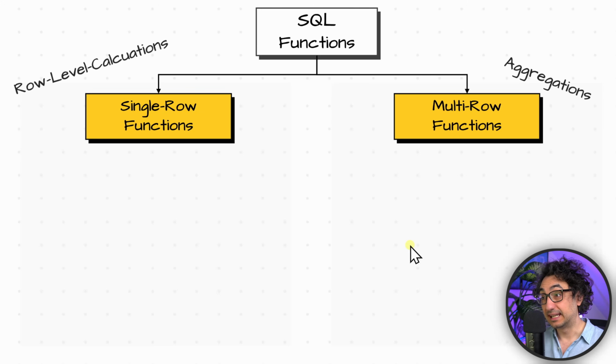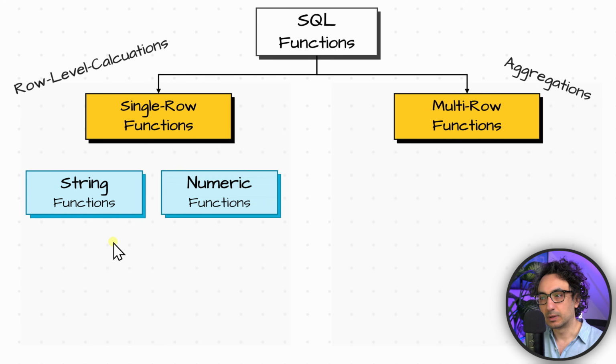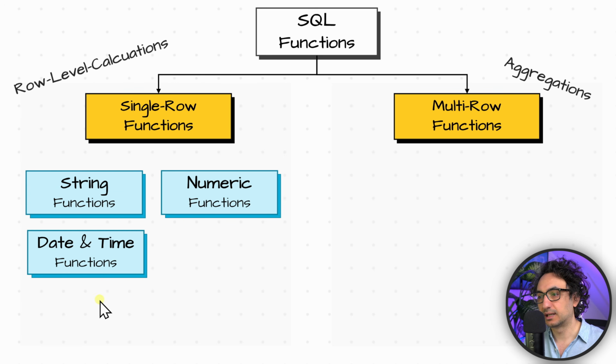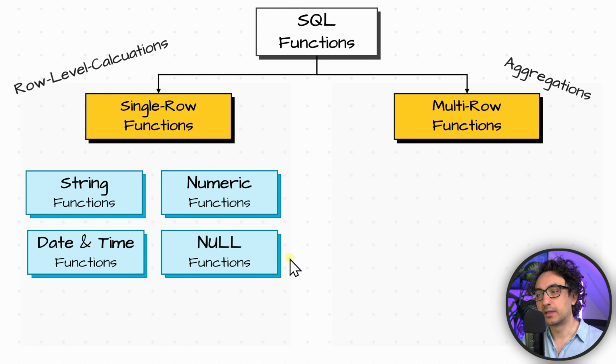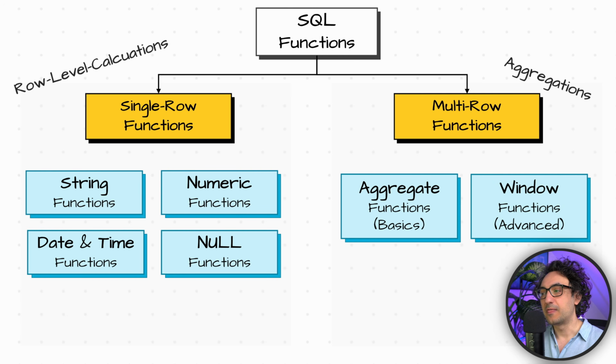Now, my friends, in SQL we have a lot of functions. That's why we have to group them into subcategories. If you are talking about the single row functions, we have functions for string values, and as well for numeric, date and time, and functions in order to handle NULLs. And if you are talking about the multi-row functions, here we have basically 2 groups. The first one is the simple aggregate functions. Those are the basics for aggregating your data. And we have another, advanced one. We call it window functions, or sometimes analytical functions.